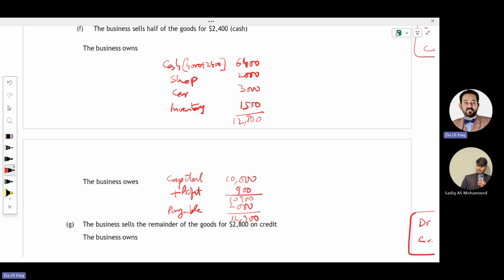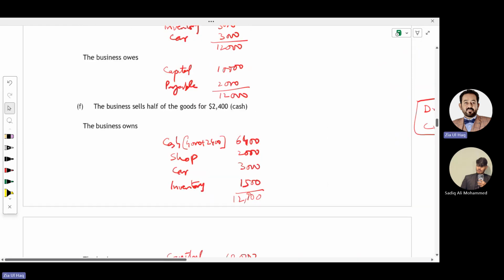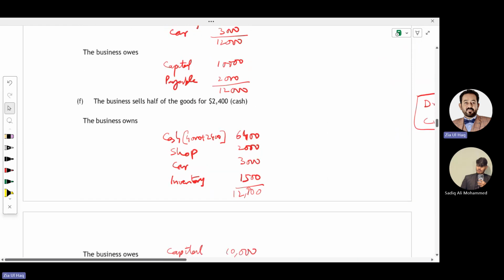How is it a profit? The inventory was 1,500 that we sold half. For how much? 2,400. So there is a difference between 2,400 and 1,500 of 900.